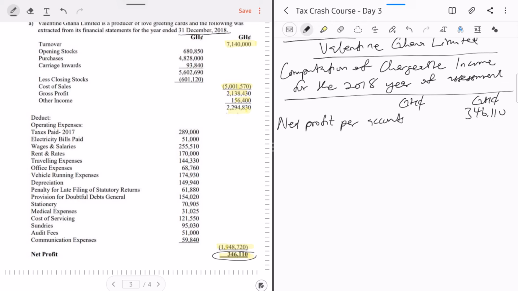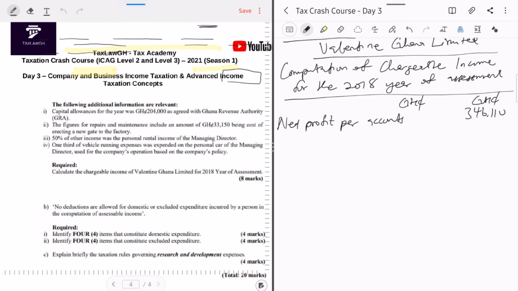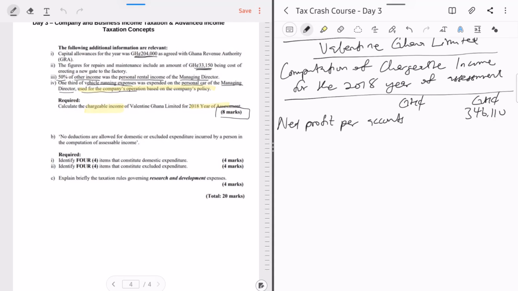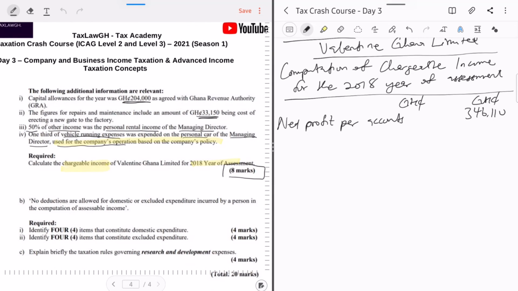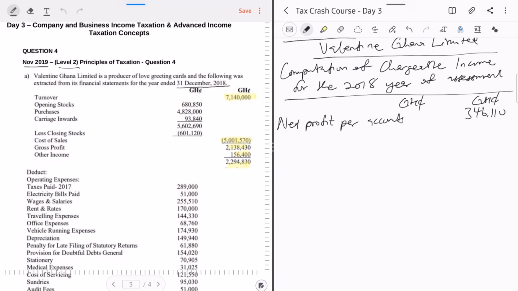All right, so let's run through the notes first to see if there are any specifics. For example, we've been given capital allowance. We'll deduct that later. We've been given repairs and improvement, and they said that figure includes some 33,000 that should be disallowed. Then we have rental income and vehicle running expenses. So when we see them, let's remember.